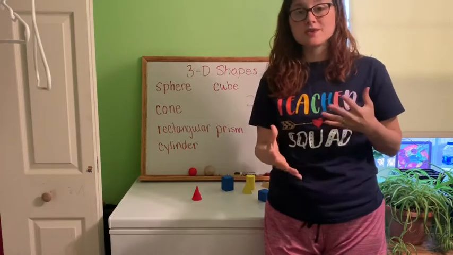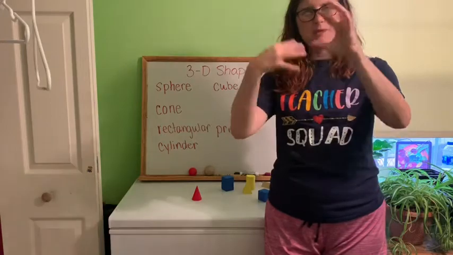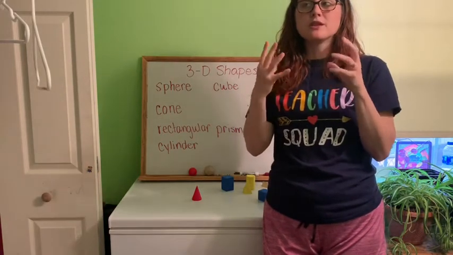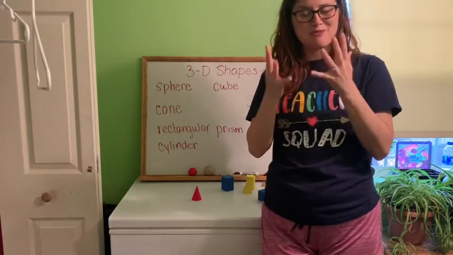But you can also use the iReady to kind of go through those shape attributes, and they may be able to see it a little more visually, and really see those 3D attributes that make up the shapes.